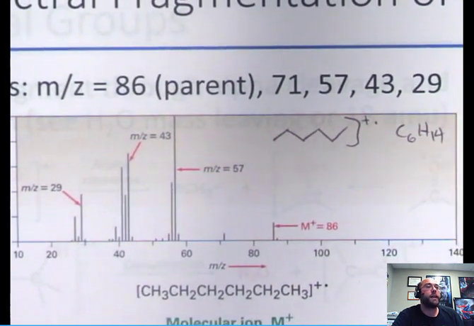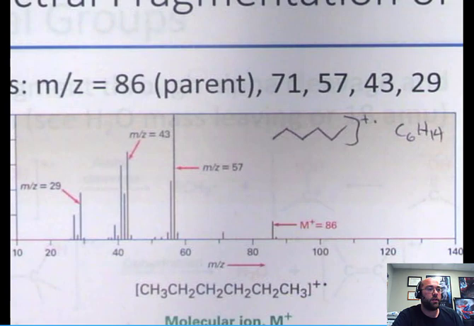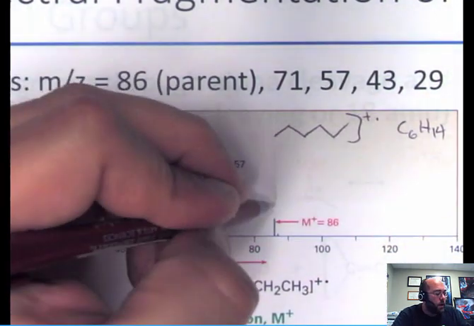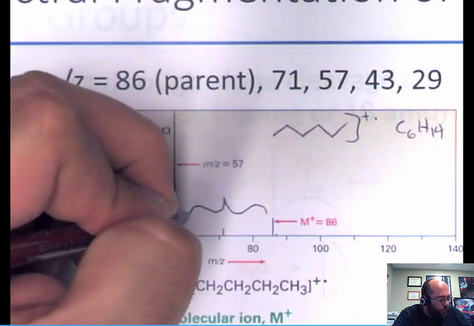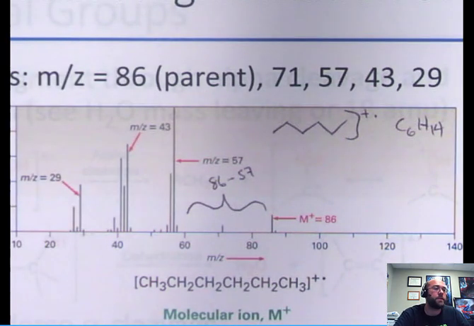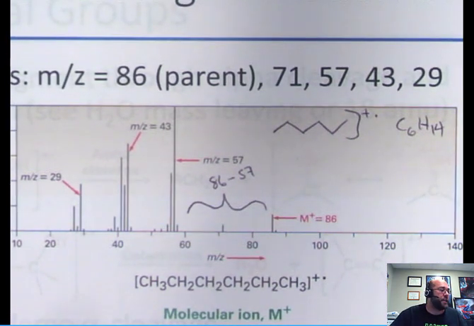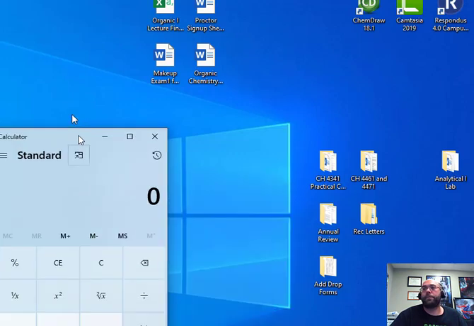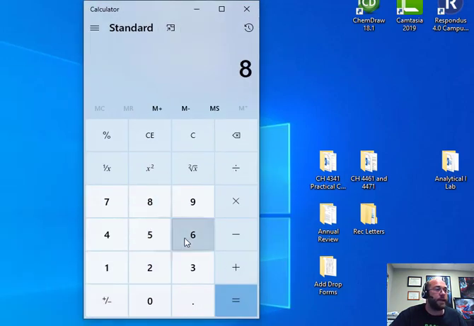And so how do we get 57? Well, you're cutting stuff off. But something that's really easy to do is to say, well, what's 86 minus 57? What's the mass difference there? I'm going to cheat. I'm going to pull up a calculator here and let you see the calculations I'm putting in. Alright, anyway. So we're going to say 86 minus 57. That's a mass of 29.